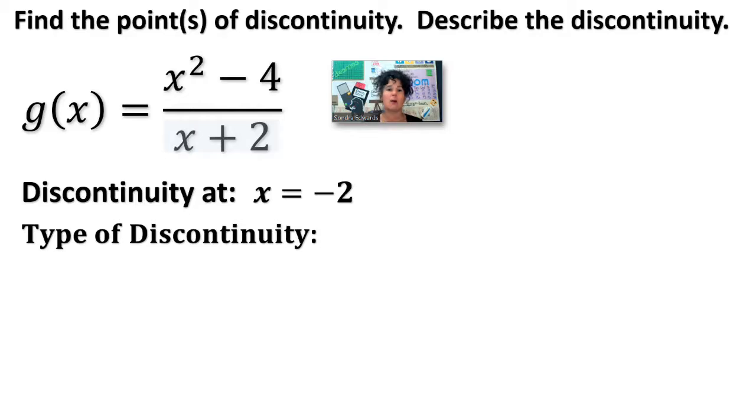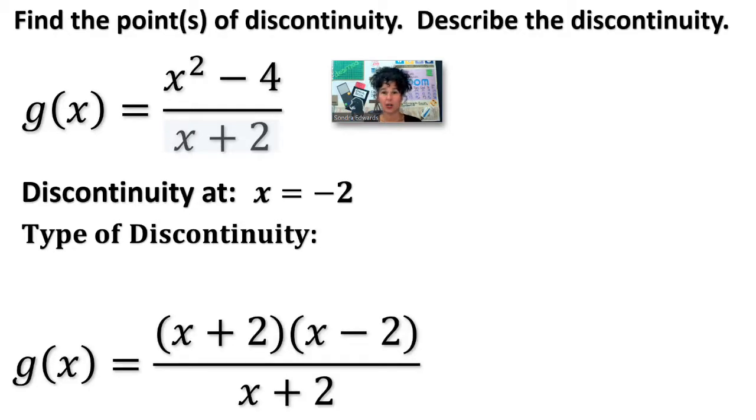So let's factor the numerator. x squared minus 4 is x plus 2 times x minus 2. And notice when we factor that, we can cancel the x plus 2's. Cancel. Remove the x plus 2's. When something cancels, it is a removable discontinuity.